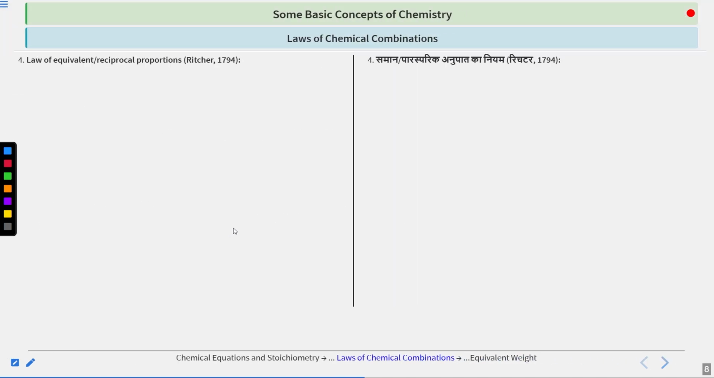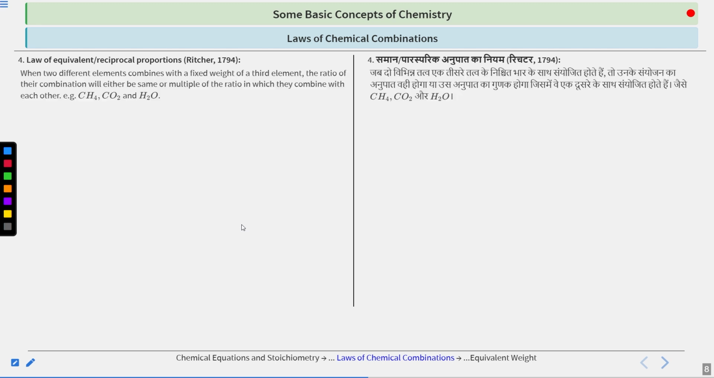Now next is the law of equivalent reciprocal proportion by Richter in 1794. It says that when two different elements combine with a fixed weight of a third element, the ratio of their combination will either be the same or a multiple of the ratio in which they combine with each other. Suppose this carbon is combining with hydrogen and also oxygen, and oxygen is combining with carbon and also hydrogen. In this case, we apply this law.